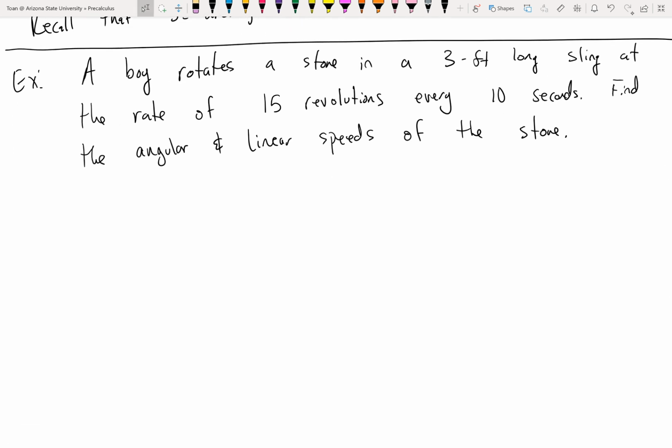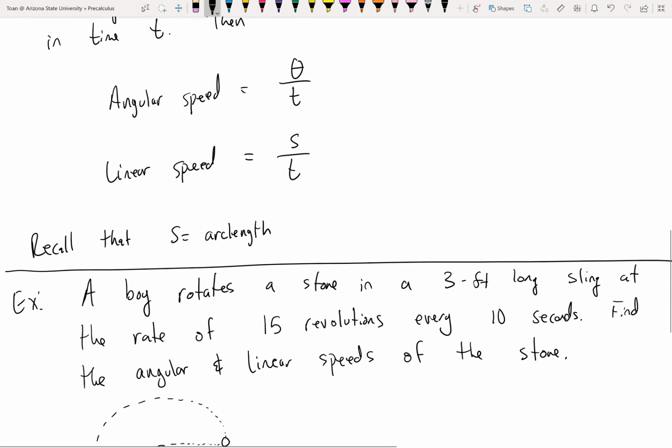So what's happening here is you have this stone, and it's attached to a sling, basically a piece of rope. And this boy is spinning that stone in a circle. I want to find the angular speed and the linear speed. Now, we do have formulas for it, right? Here are the formulas.